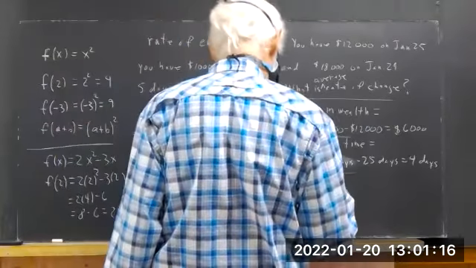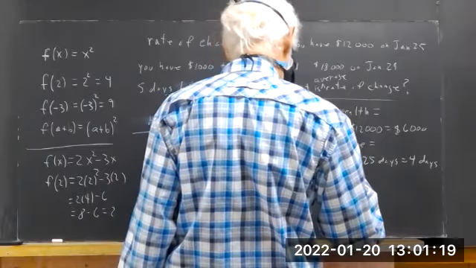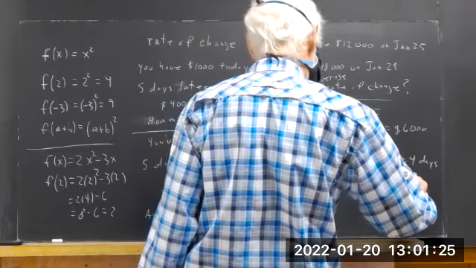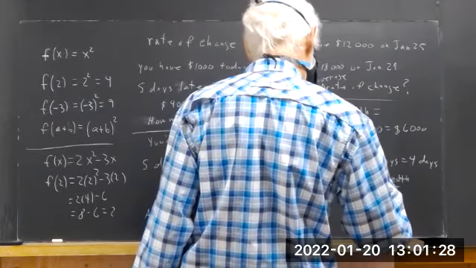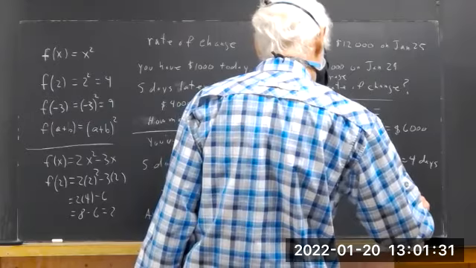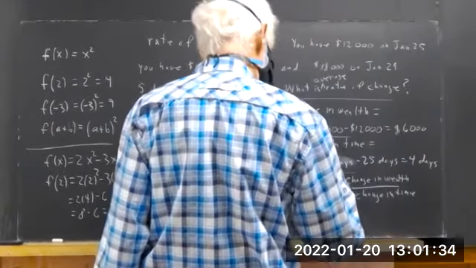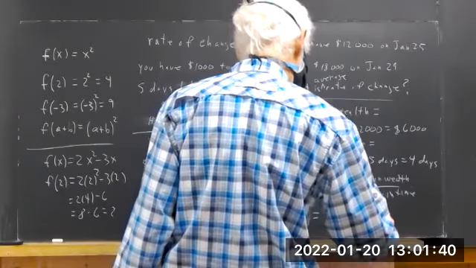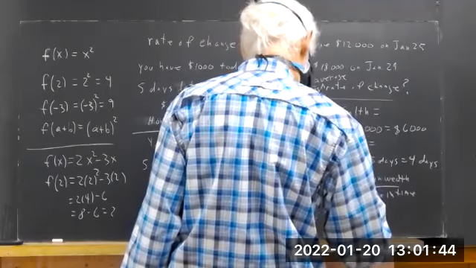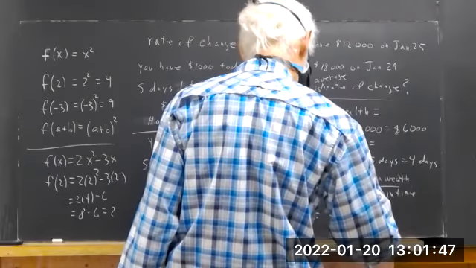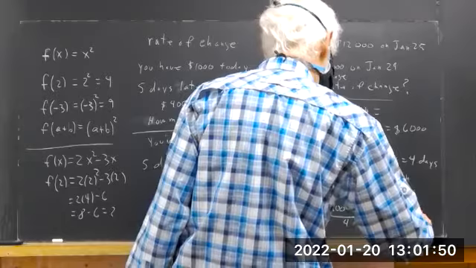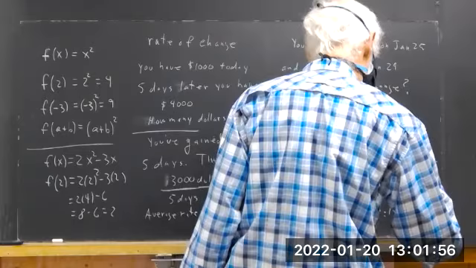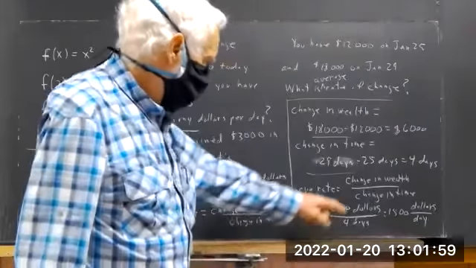So the average rate, I'm gonna write $6,000 for the 4 days. That equals $1,500 per day. So we want to write out the units, dollars and days.